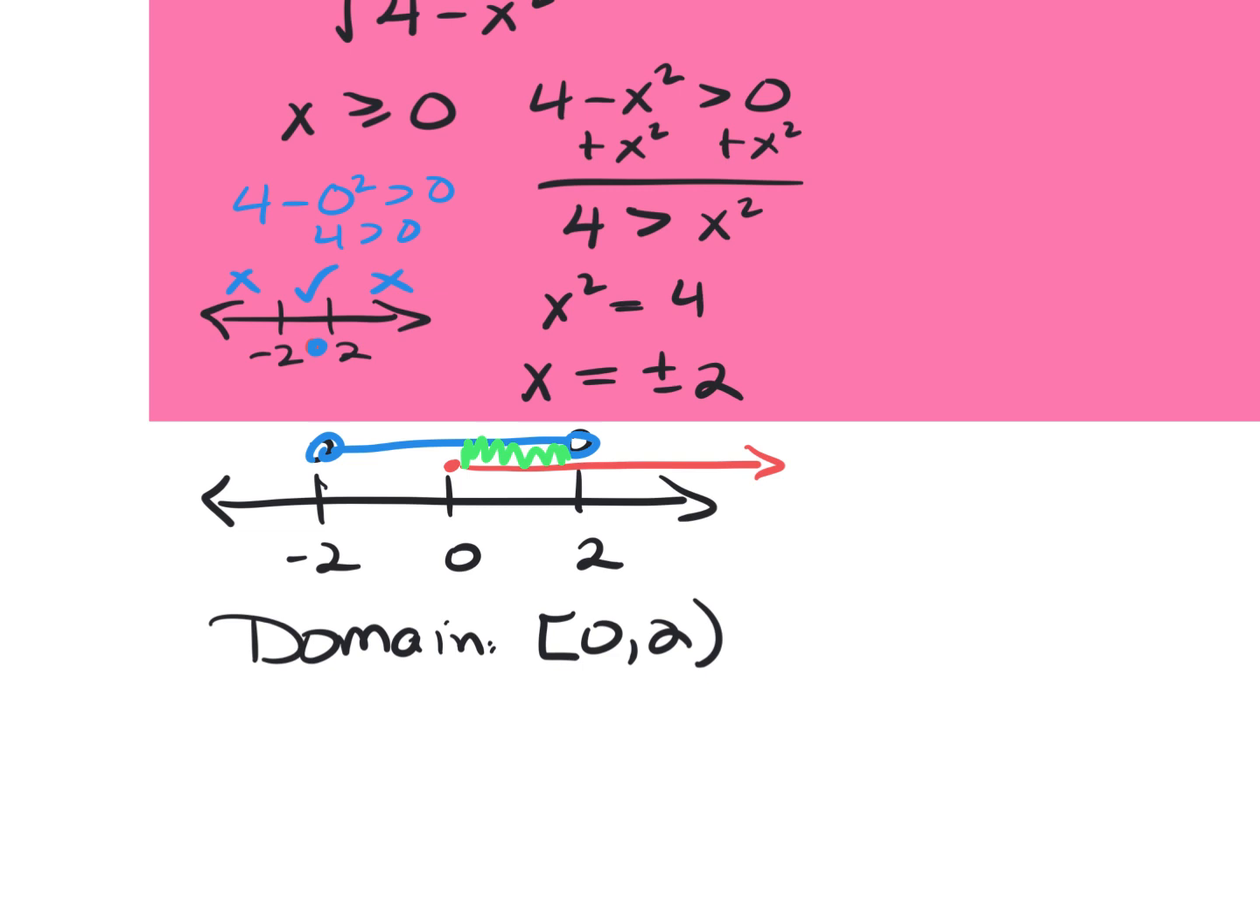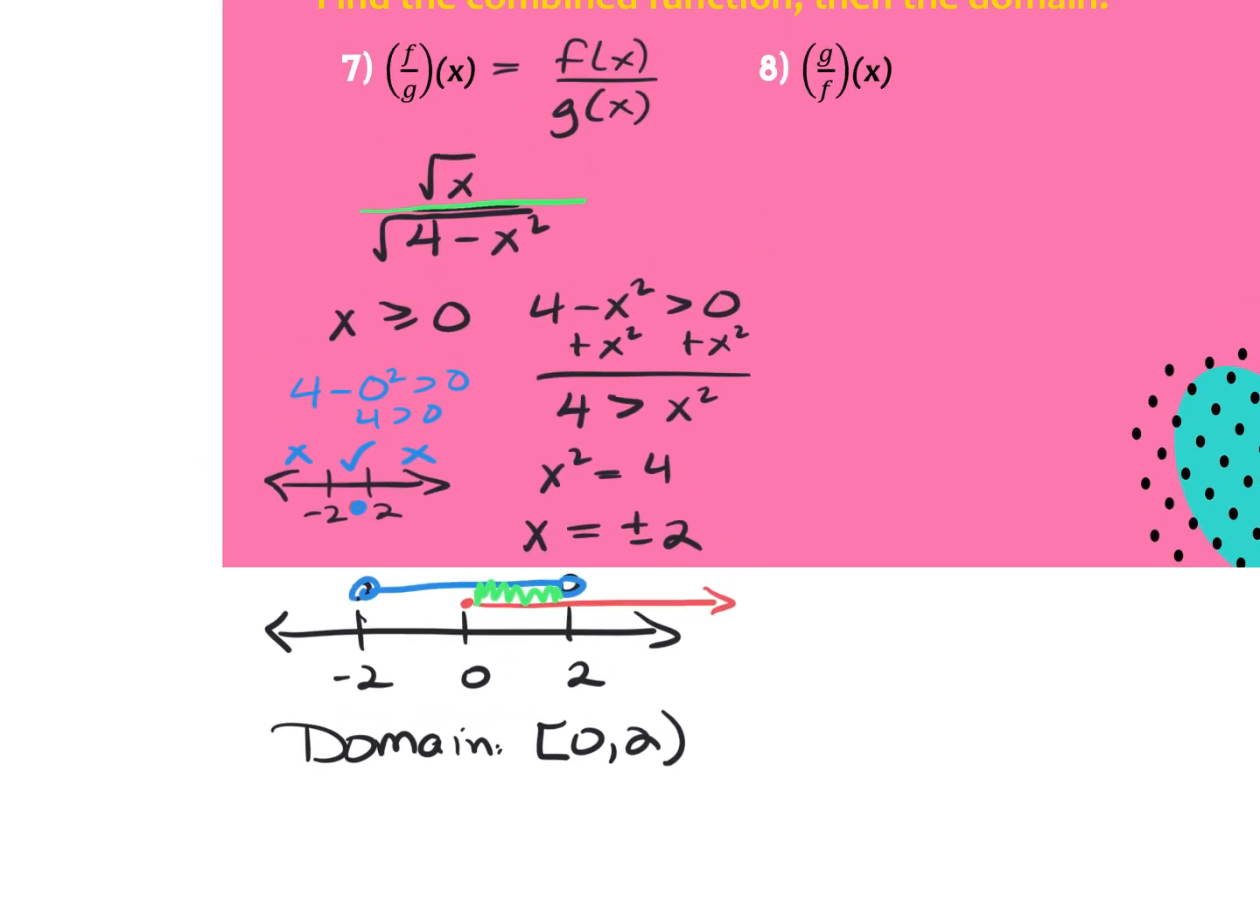The domain of the numerator, if you had to do it separately, is just from 0 to infinity. The domain of the denominator is just -2, +2 with parentheses. But the domain of the combined function is this down here. It's where it had the overlap. Let's try to do the next one.